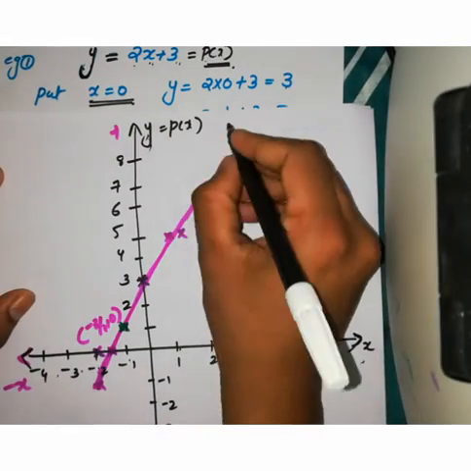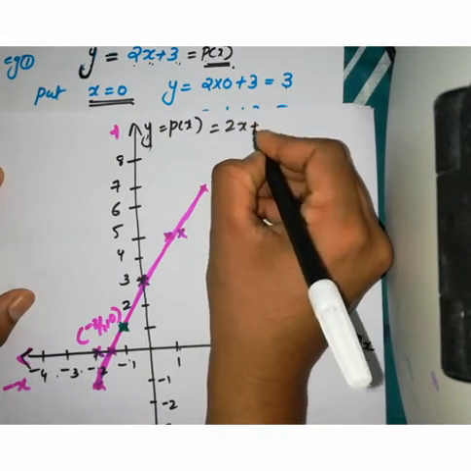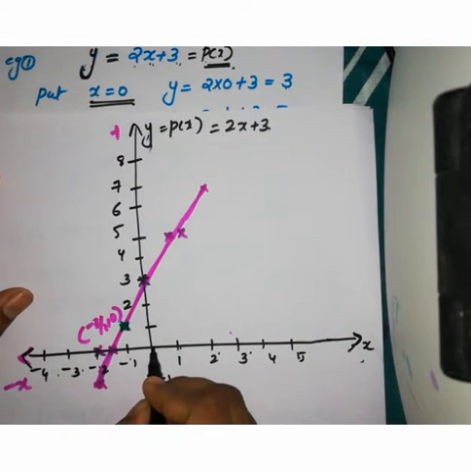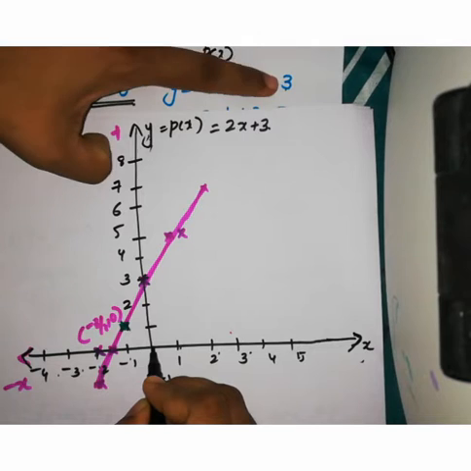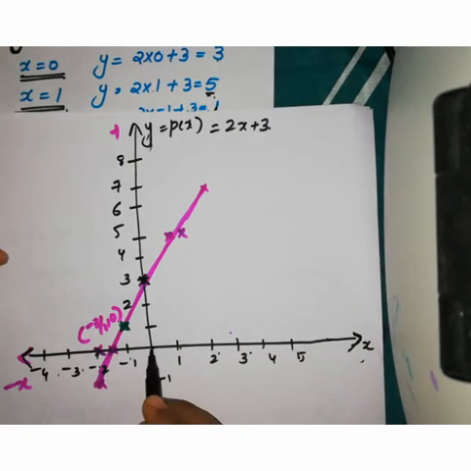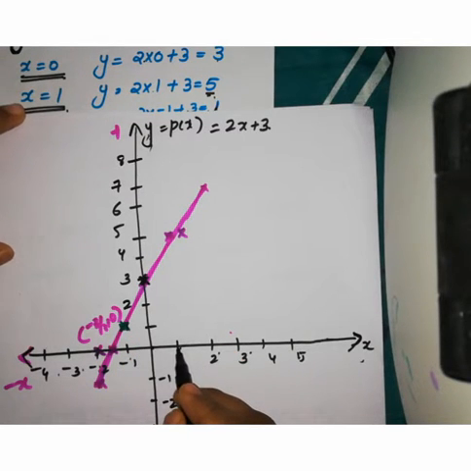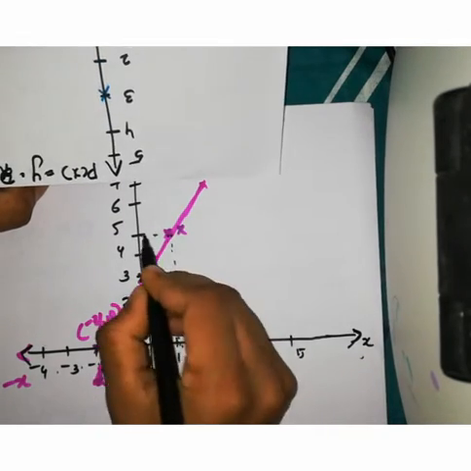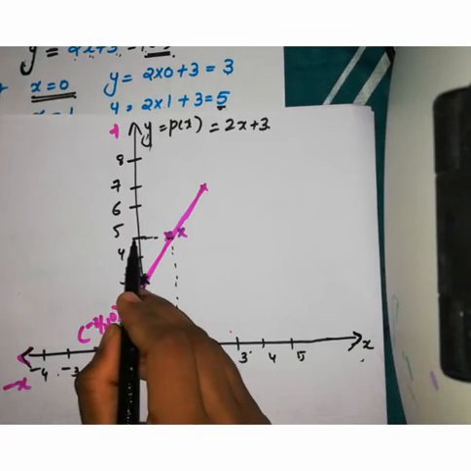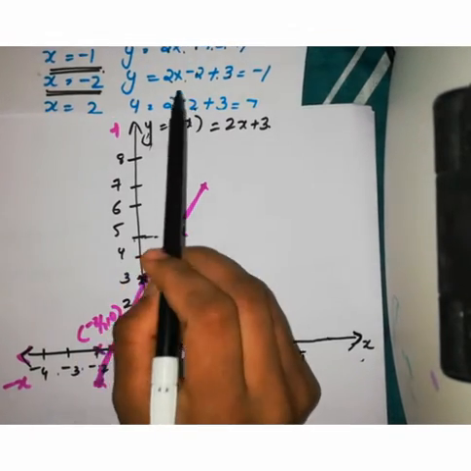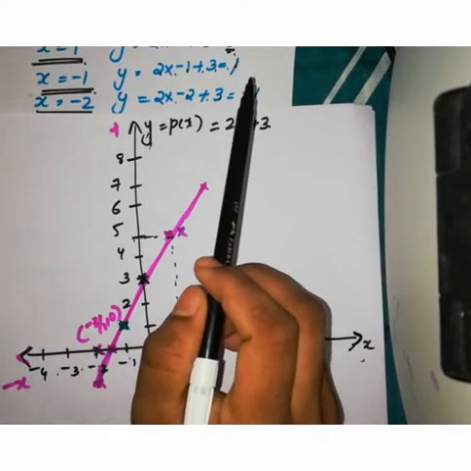So we are going to mark the points of 2x plus 3 for different values of x. Suppose our x is 0. What is the value of y? y is 3. So we mark 3 here. For x is equal to 1, what is the value of y? y is equal to 5. So I marked 5 here. Again we have x is equal to minus 1. What is the value of y? y is equal to 1.